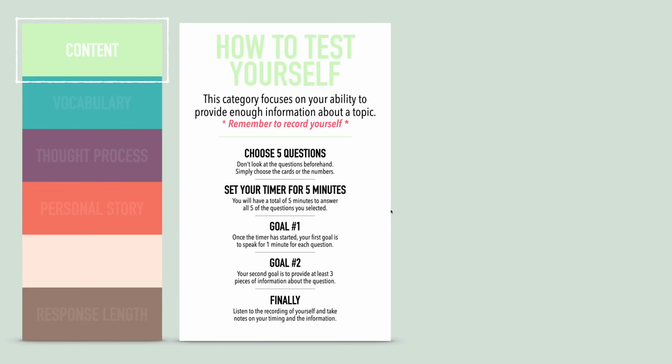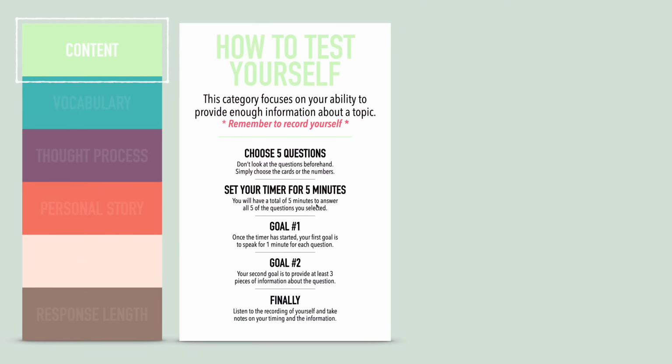Here we go. Starting with the first one, how to test yourself. The first category is the content category. The first thing you need to do is focus on your ability to provide information about a topic. But I want you to also remember, you need to record yourself. As you go through each of the categories, I want you to record yourself. Remember, you are testing your English fluency on your own. So, record yourself. The very first thing you're doing in category number 1 is you're choosing 5 questions.